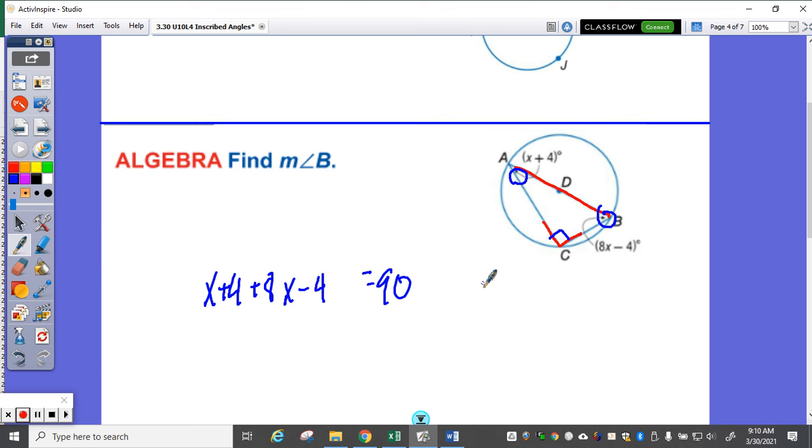Remember the distinction here for a second. This did not say find x. This said find angle B. So I would have to solve for x and then plug it in right here to find out what angle B is. Do you have a question? No. Okay, I just saw the hand.